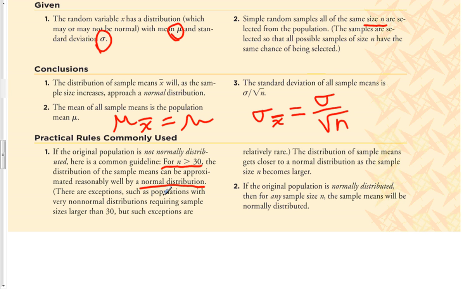There are exceptions, such as populations with very non-normal distributions requiring sample sizes larger than 30, but such exceptions are relatively rare. The distribution of the sample means gets closer and closer to the normal distribution as the sample size n increases. And the second rule that we commonly use is: if the original population is normally distributed, then for any size n the sampling distribution will be normally distributed. So it doesn't matter.